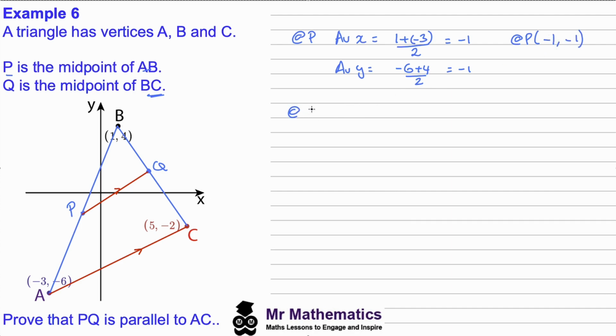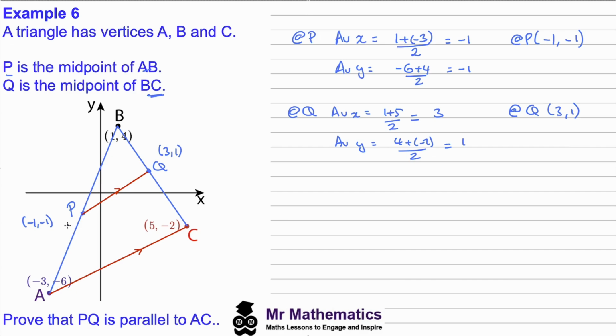We'll do the same for Q. The average X value will be the 1 plus the 5 divided by 2. So this will be 3. The average Y value will be the 4 plus the negative 2 divided by 2. So this will be 1. So at Q, we've got the point 3, 1. I'll label this on our diagram.